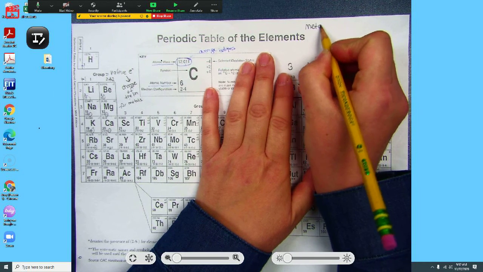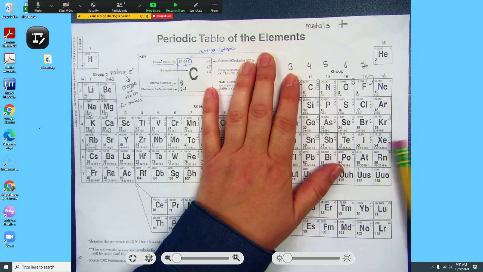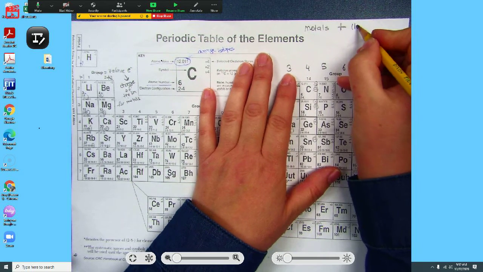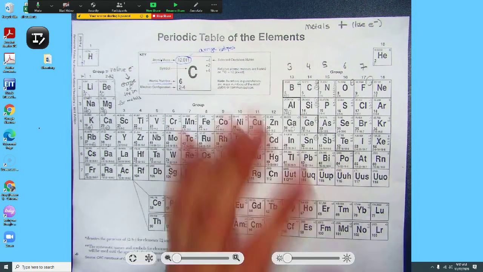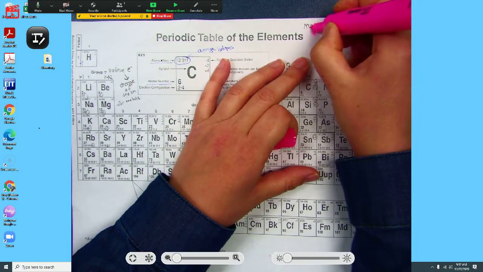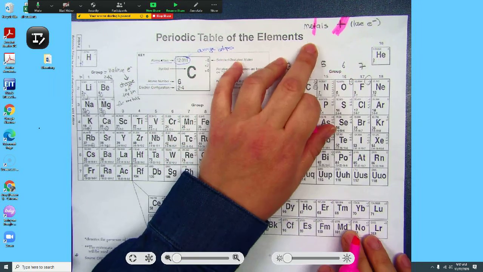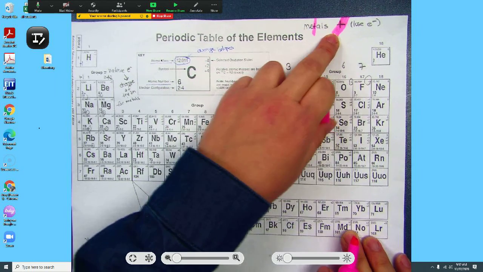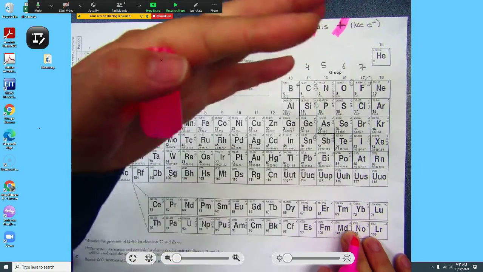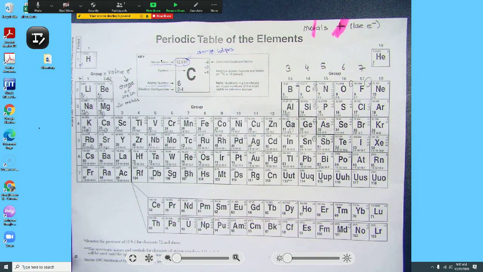Metals are always positive. They will always lose electrons. How can you remember it? Look, metals are always positive. To become positive, you lose your negativity. Lose your negativity and become positive. And metals are always positive.